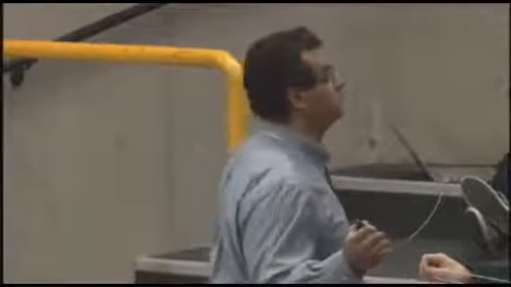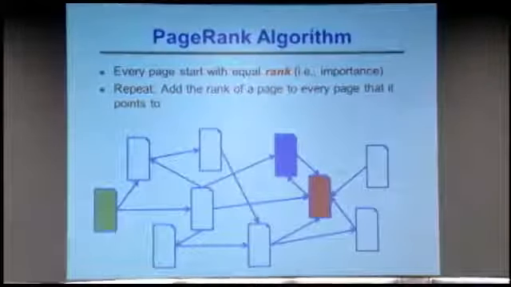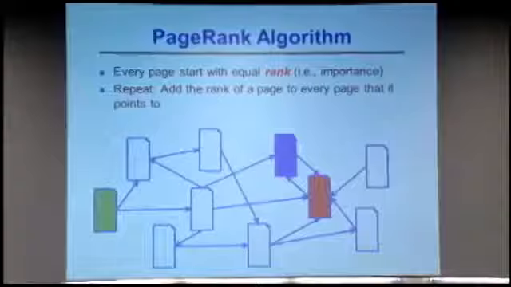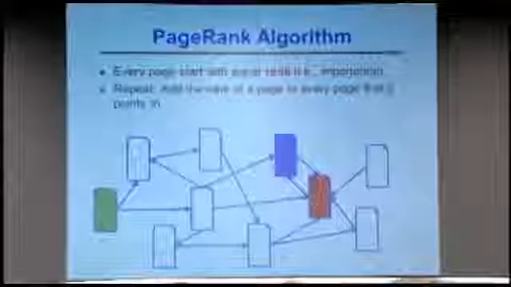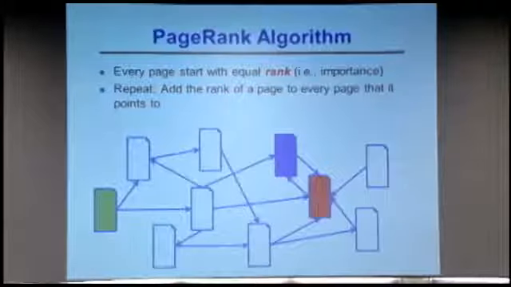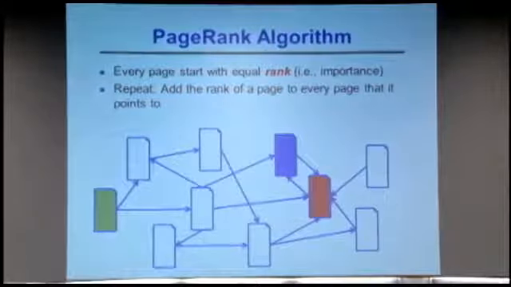Let's say that we represent importance by a number, and the higher the number, the more important you are. So everybody in the beginning gets an importance of 1. This importance we call the rank. So every page starts with an equal rank, let's say a rank of 1. And then this algorithm goes through a step that it does over and over again. The step is that you add the rank of a page to every page that it points to or links to. So if you look at this red page here, initially it had a rank of 1.